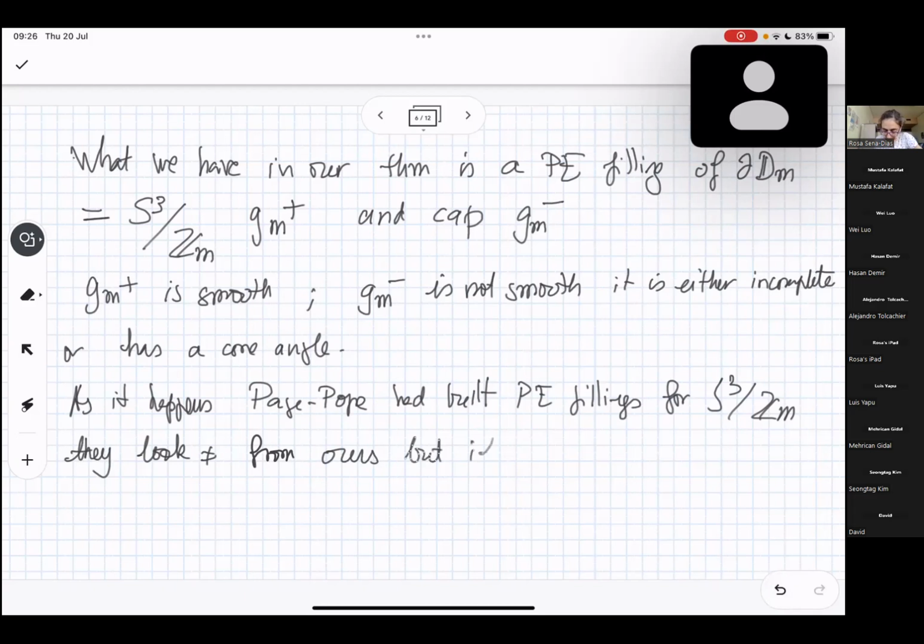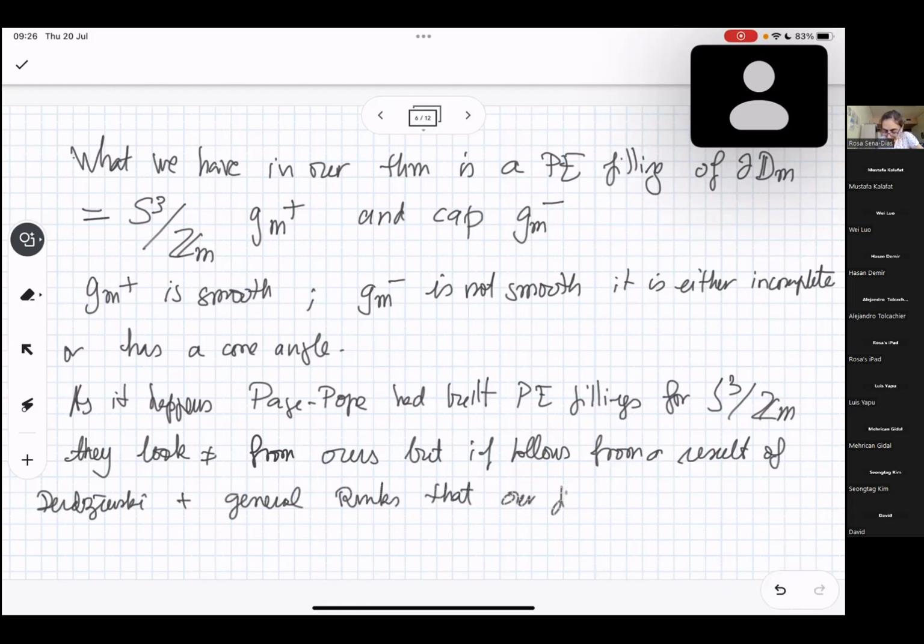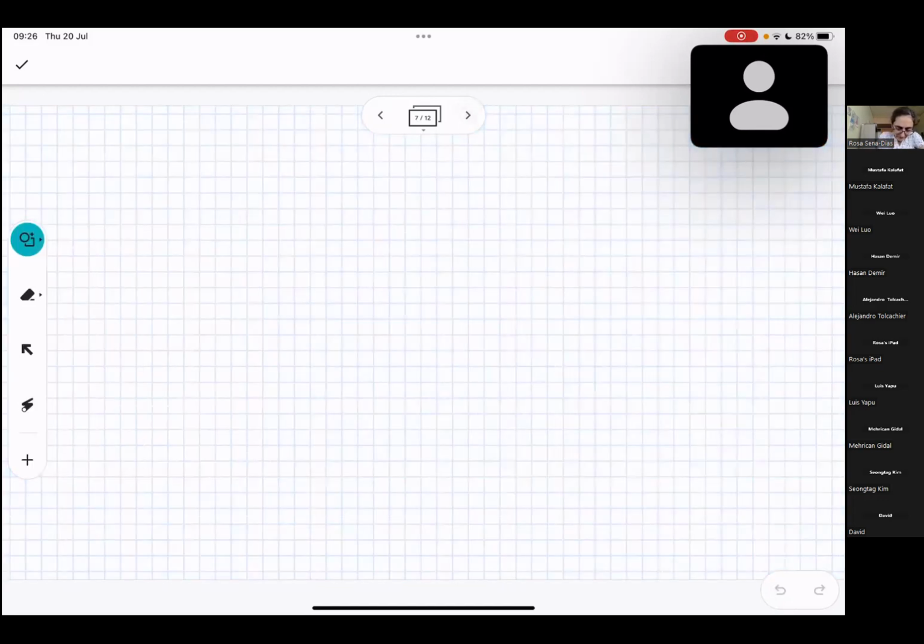But it follows from a result of Derdzinski, which I didn't mention, and some general remarks that our fillings must coincide up to isometry. They have to be isometric. Okay, so then the question remains, do we have any new metrics, or do we have just a different construction of something that already exists?